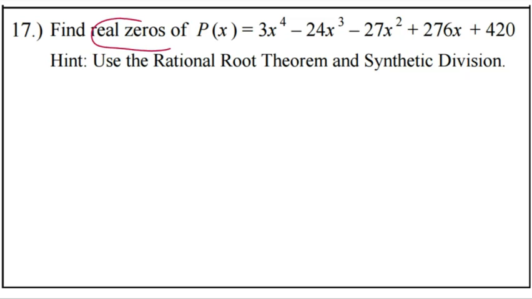All right, last one here, number 17. We're going to find all the real zeros of this polynomial. It's a 4th power polynomial, so there can be up to 4 of them. We're going to use the rational root theorem to start off. Unfortunately, our lead coefficient is not a 1, it's a 3. Therefore, we may have some fractions. Our P is 420, and so we're probably not going to make a conclusive list, but let's start a list, okay?